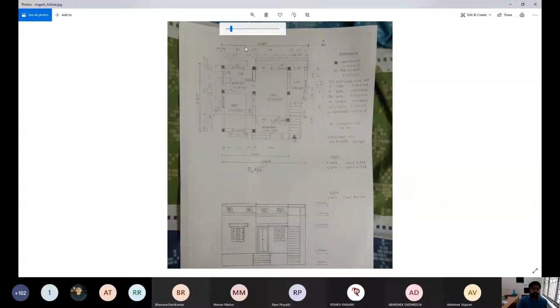Then dimensioning and scaling is very important. So what is the meaning of scaling? Anybody can say? What do you mean by scaling? Because in drawing, scaling is very much important. What is the meaning of scaling? Size ratio. Size ratio. So Abhishek, what scale have you taken for your drawing?